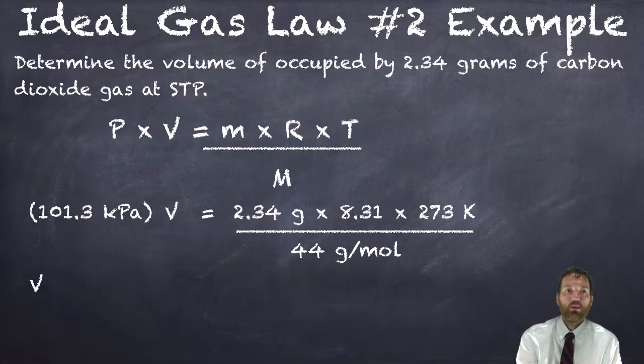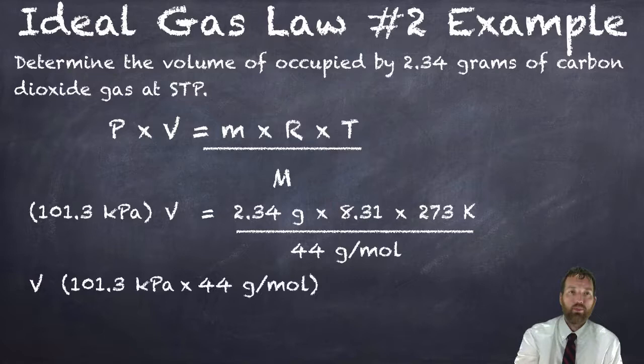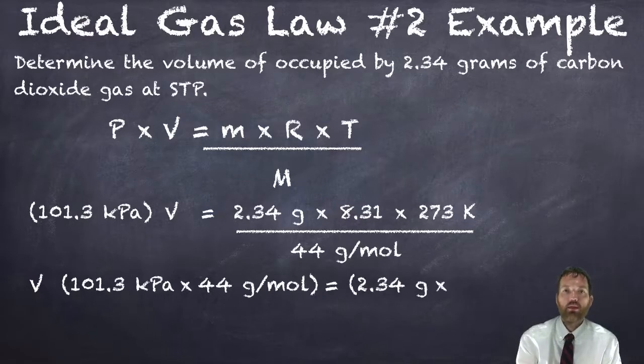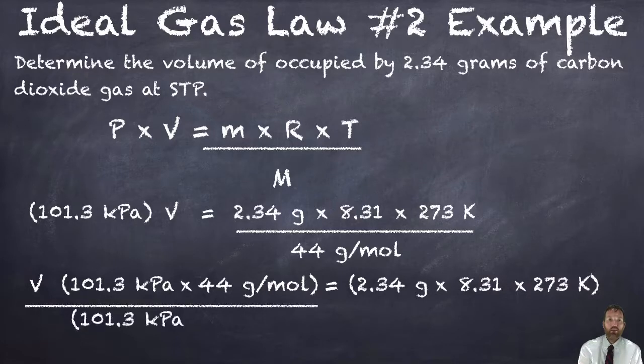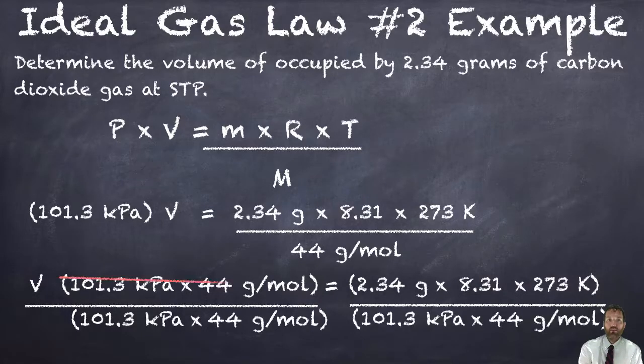So we're going to go volume times 101.3 times 44. That's my cross multiplying this way, which is equal to all of this: 2.34 times 8.31 times 273. I'm going to divide both sides by 101.3 times 44 to isolate the variable. On the left, it will cancel. And on the right, those units will cancel to give me 1.2 liters.